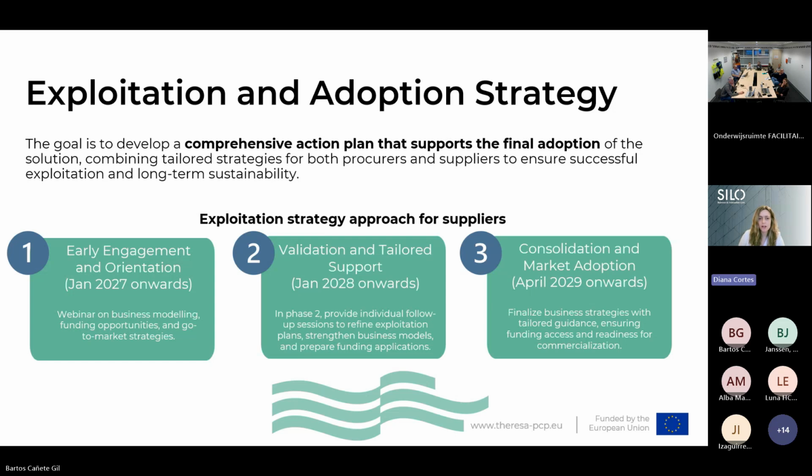The first phase is the early engagement and orientation, which will start from January 2027. This phase includes webinars focused on business modeling, funding opportunities, and go-to-market strategies. The aim of these webinars is to support suppliers early on in understanding the commercial potential of their solutions. The second phase, the validation and tailored support, will start in January 2028 and go onwards. During phase 2 of the project, individual follow-up sessions will be provided. These sessions will help suppliers refine their exploitation plans, strengthen their business models, and prepare funding applications.